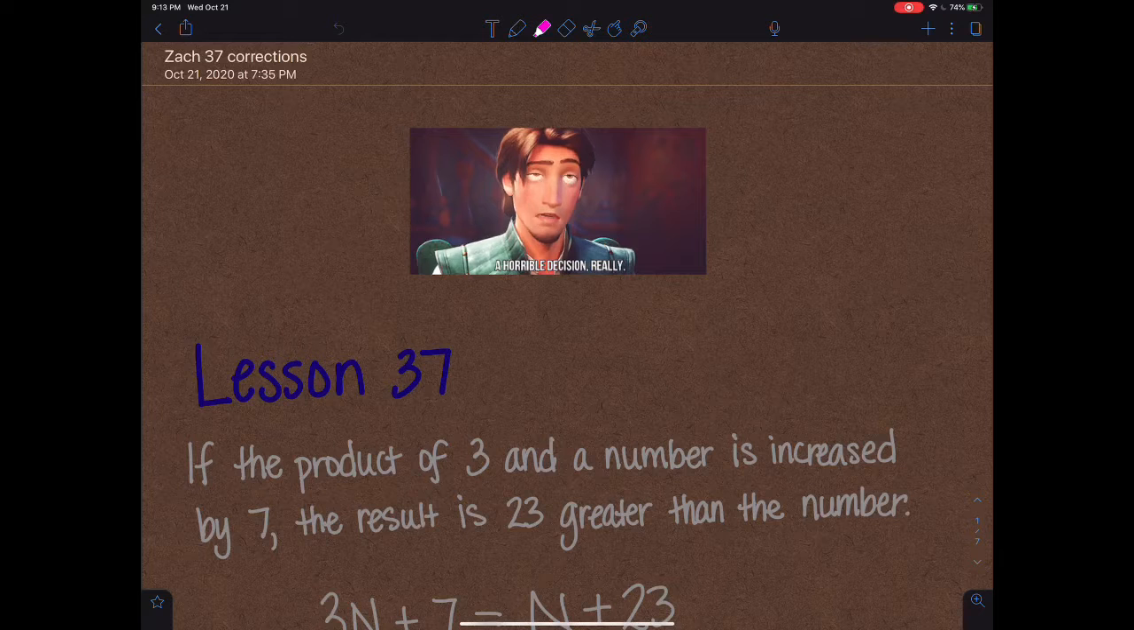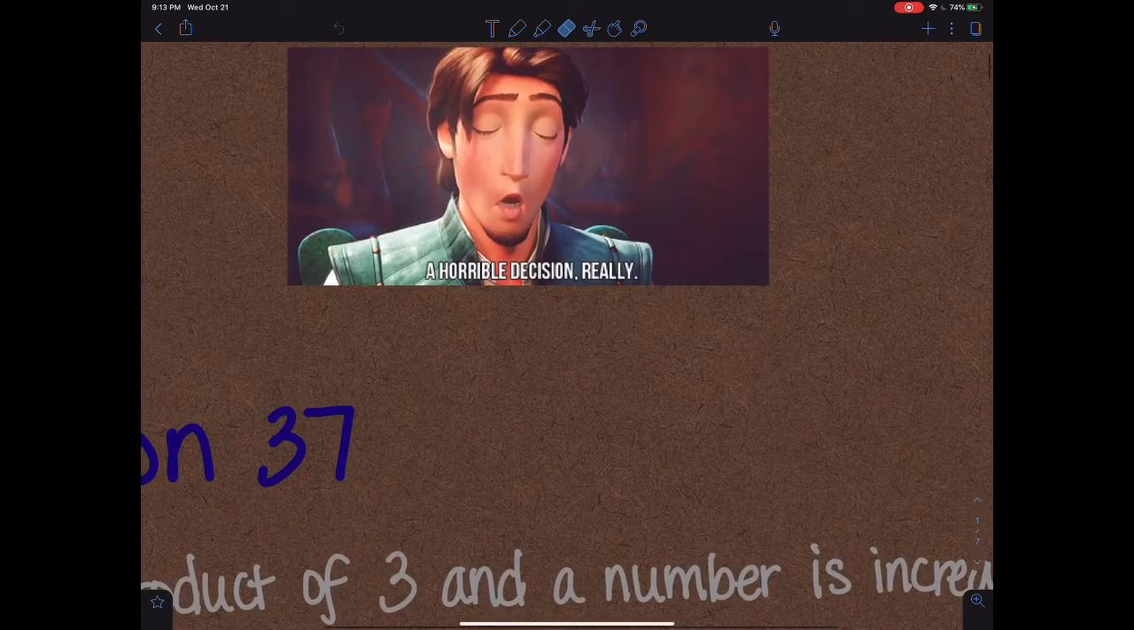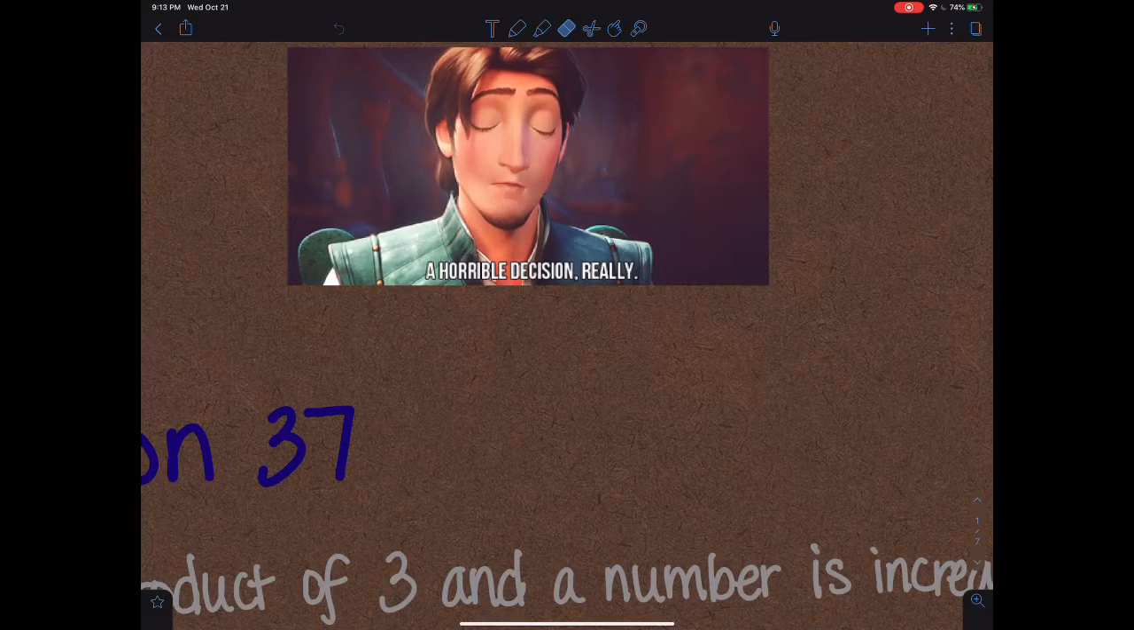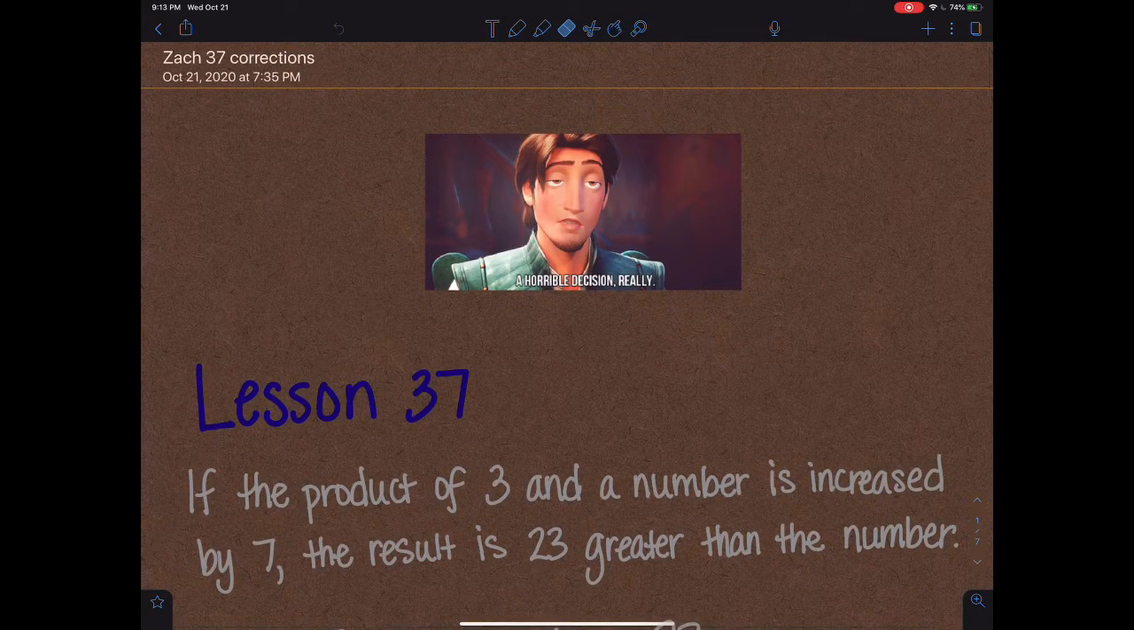I have made the decision, I'll just tell you what I'm doing. I have made the decision to not move on to the next lesson, to give you a little bit of a break, but to go over all the problems that you didn't get quite right on lesson number 37. So, I made that decision, and you might be thinking, a horrible decision, really. But just think of it as a little break. I know you're worried about getting behind in math compared to your peers, but I promise you are not.